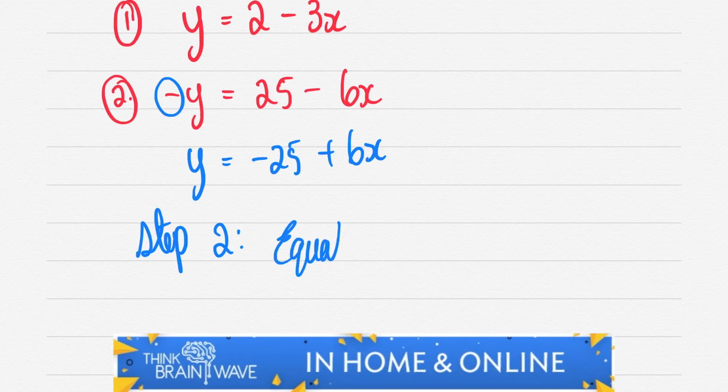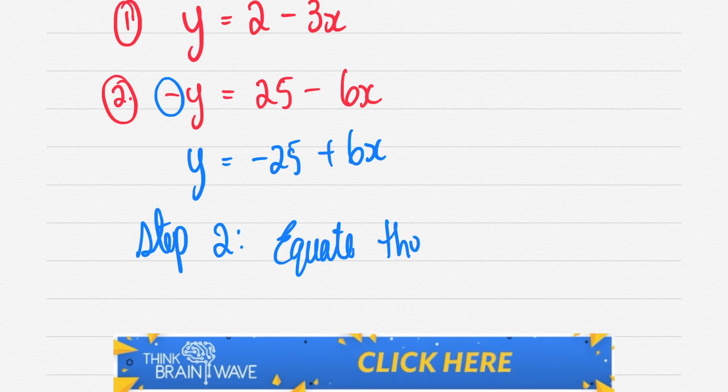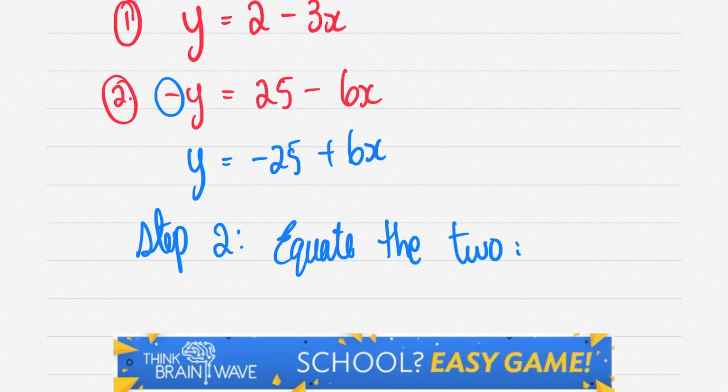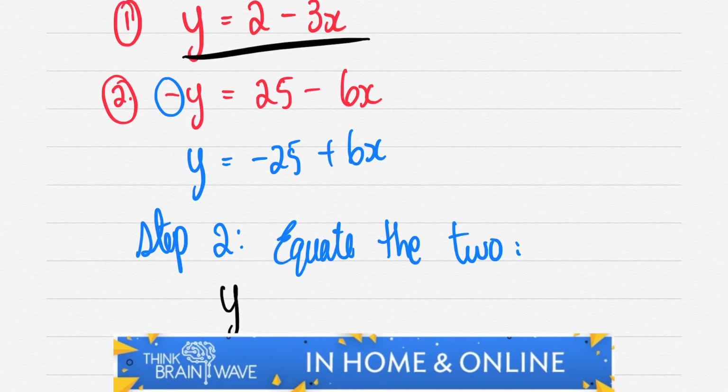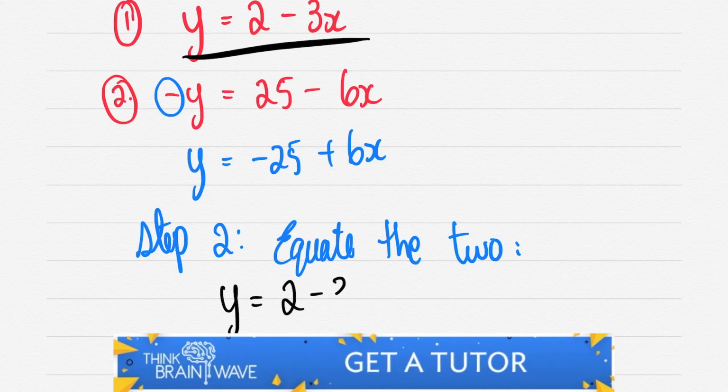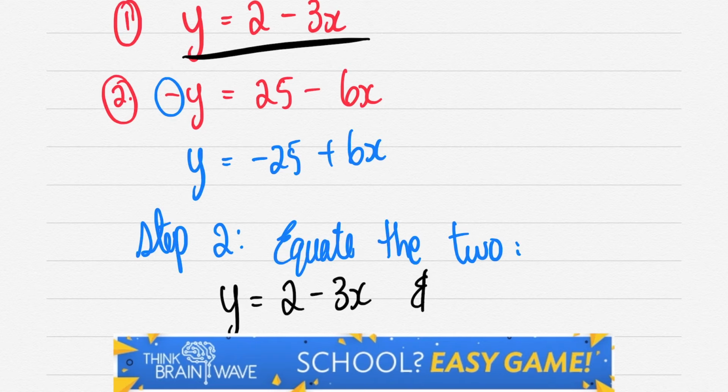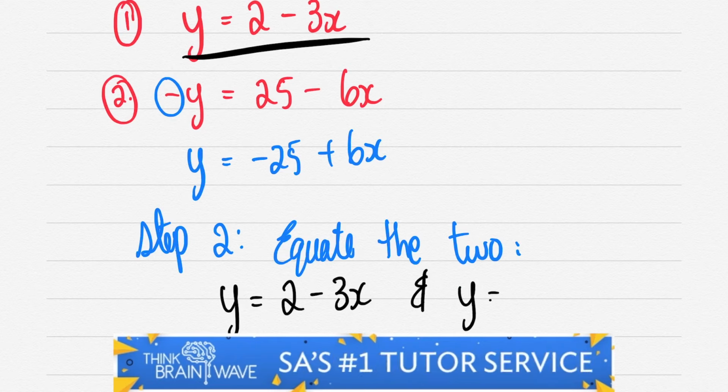Right now you can see you've got y is equal to 2 minus 3x, and then you've also got y is equal to minus 25 plus 6x. So why not equate the two? That seems a lot smarter than just doing the one at a time. So why not just do 2 minus 3x is equal to 25 minus 6x. It seems a rather efficient method in which to do this.